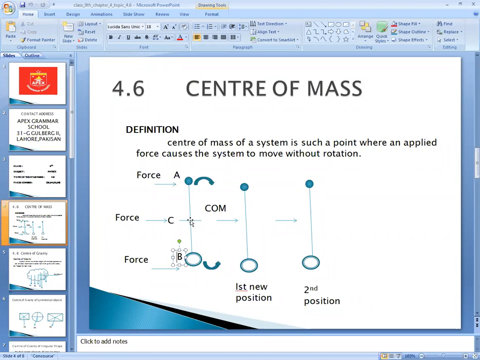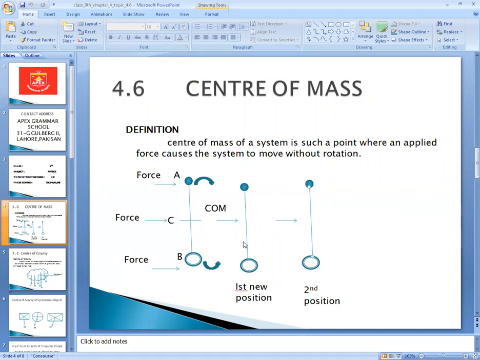But this is the only point where the body will not rotate either clockwise or anti-clockwise, but it will move in a straight line to another position. If I apply the force here, then this will be the first position. If I apply more force, then this will be the second position of this body. So it is only the translation.